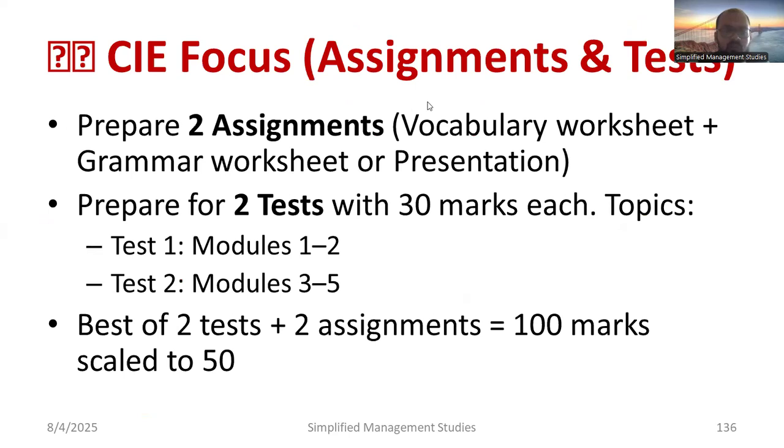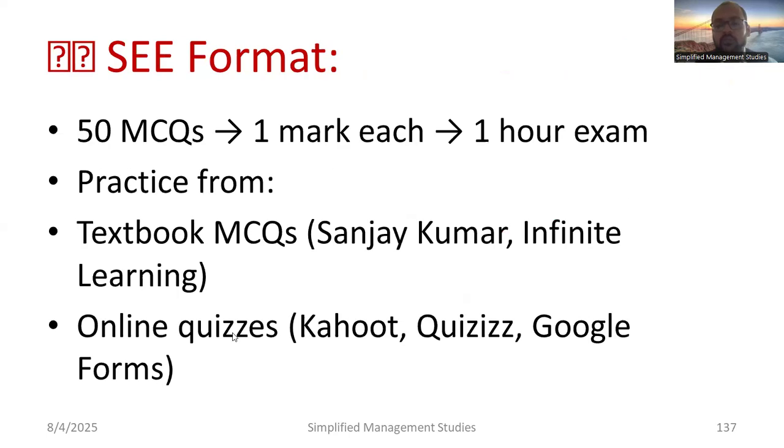So, CIE focus, you might have already done this: prepare two assignments, like a vocabulary worksheet and a grammar worksheet, for presentation. Prepare two tests, which the college has already conducted: test one from module 1 to 2, test two from module 3 to 5. Then the best of two tests plus two assignments is 100 marks, reduced to 50 marks. That is already done in the college. That is internal marks, done by your faculty.